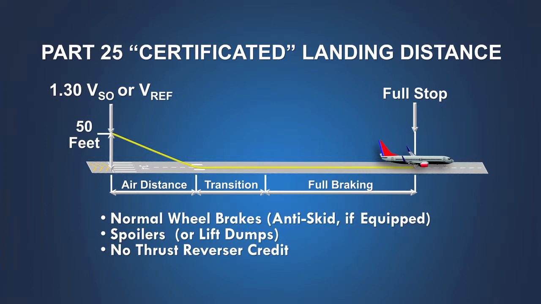The use of deceleration devices, such as normal wheel brakes with anti-skid action, spoilers, and lift dumping systems, may be used in determining the landing distance. However, the use of thrust reversers is not considered when calculating the certificated landing distance. Landing distances based on these certification rules reflect the maximum capability of the airplane and are generally shorter than the landing distances achieved in normal operations.